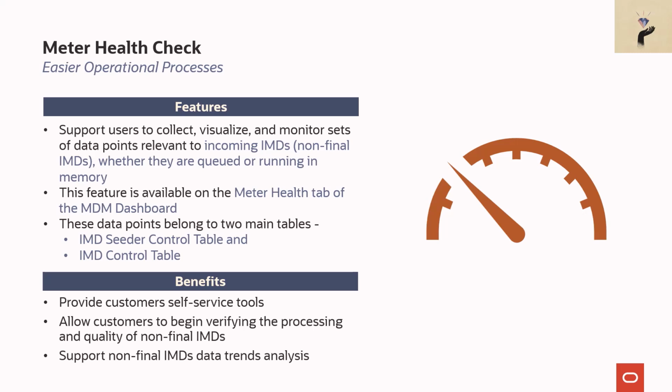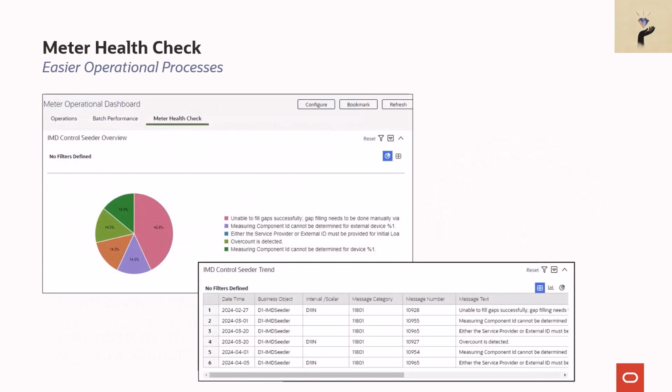Actually, this feature builds upon the previous meter health checks in the dashboard section. But this time it provides a more comprehensive view, or wider dimension, for the processing and quality of incoming non-final IMDs, which are queued or running in memory. This also allows you to export data or results in Excel or in any printing format. Here you can see those non-final IMD information in a chart format or even in a table format on the Meter Health Check tab under Meter Operational Dashboards.